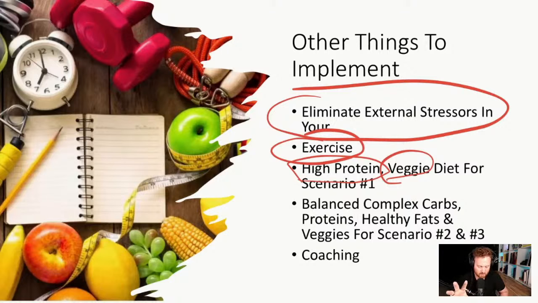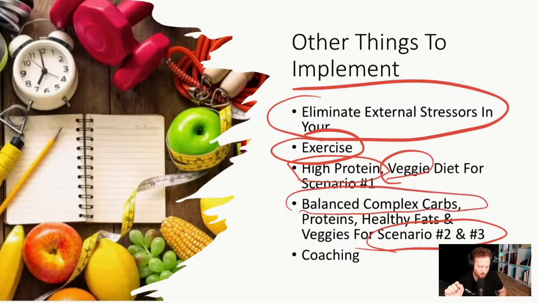Now, as far as scenario number 2 or 3, if you're in that situation, usually that means you need more balanced carbs, proteins, and healthy fats. And veggies are always still important as well. Usually with every person that I work with, we're still trying to give a more individualized, customized nutrition plan. But typically that's going to be the case if you're in those different scenarios between 1, 2, and 3.